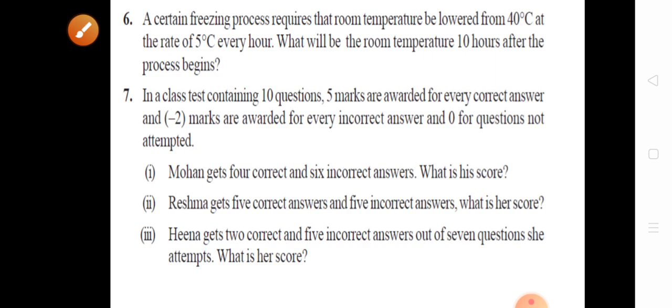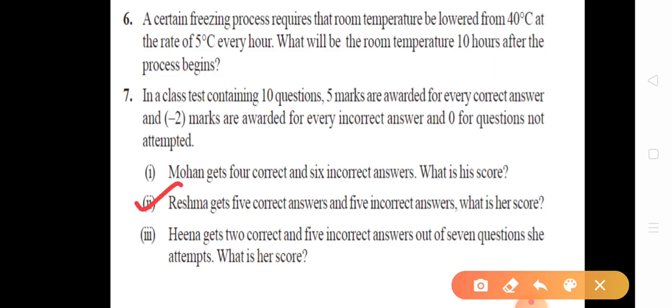Then coming to the second part, Reshma gets 5 correct answers and 5 incorrect answers. What is her score? Similar to part number 1. Then the third one, Hina gets 2 correct and 5 incorrect answers out of 7 questions she attempts. What is her score? Again, you have to proceed in a similar manner as you have done for these two questions. So I hope all of you will be able to do this, because in your previous worksheets you have already tried and solved these types of questions, right?